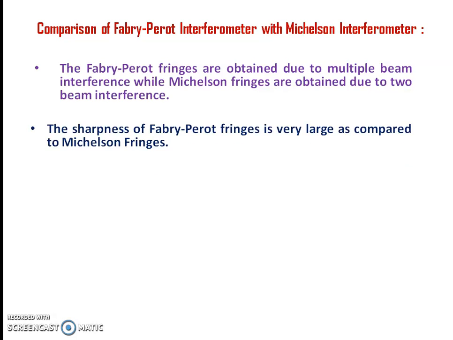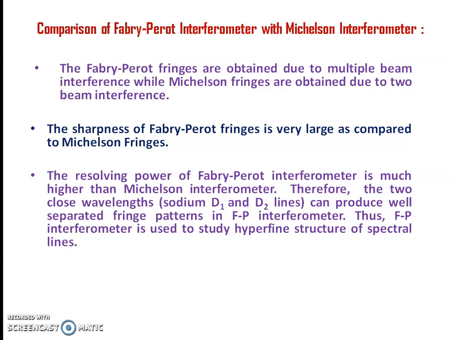Then the sharpness of Fabry-Perot fringes is very large as compared to Michelson's fringes. The resolving power of the Fabry-Perot interferometer is much higher than that of Michelson's interferometer. Therefore, two close wavelengths, the sodium D1 and D2 lines, can produce well separated fringe patterns in the Fabry-Perot interferometer. Thus, the Fabry-Perot interferometer is used to study the hyperfine structure of spectral lines. So this is the main difference between them.